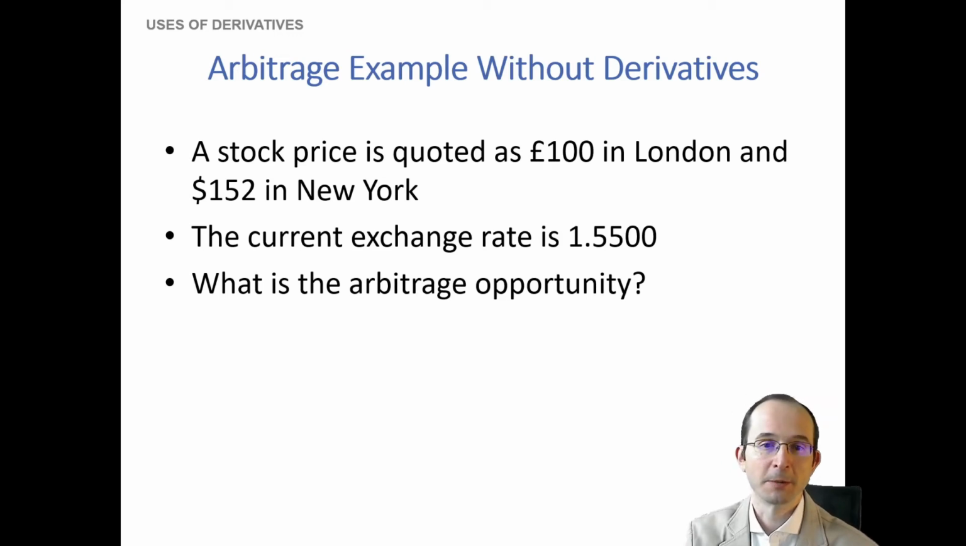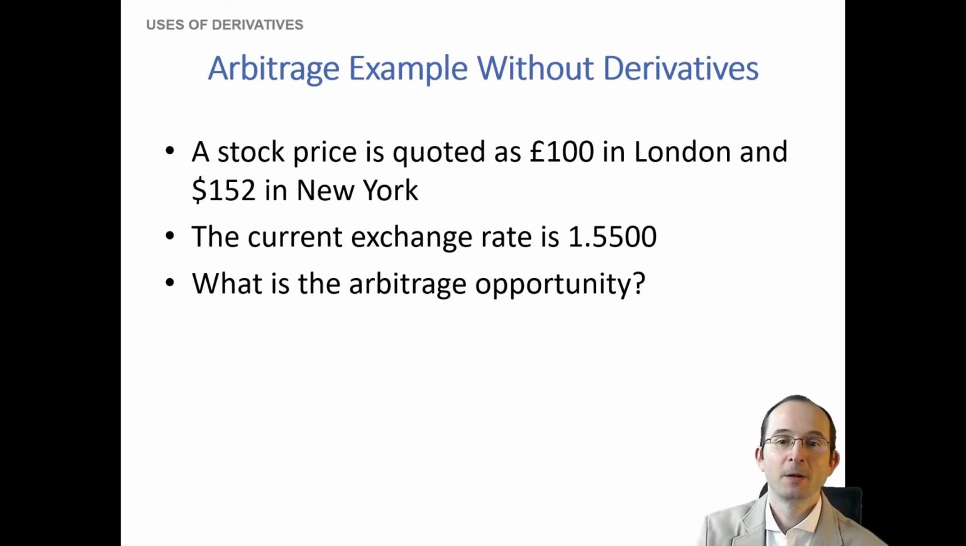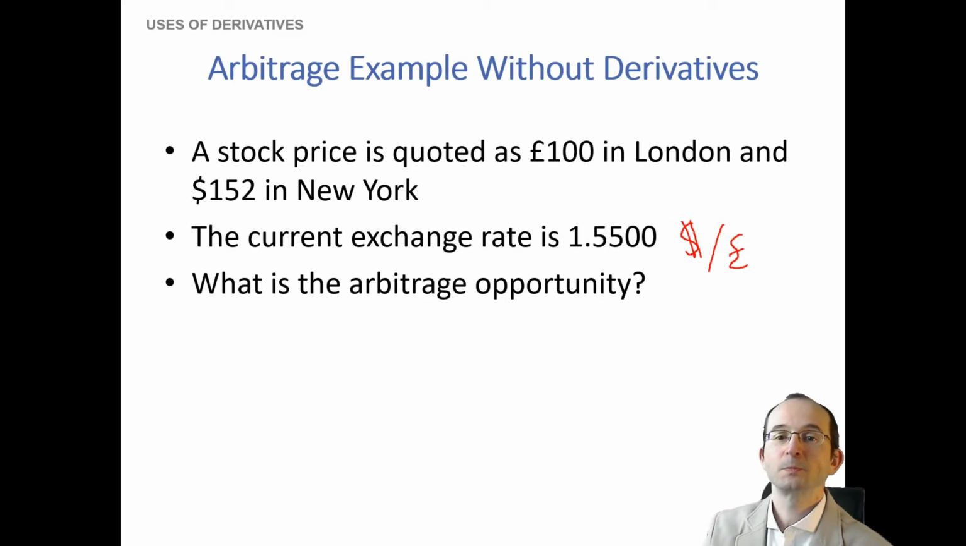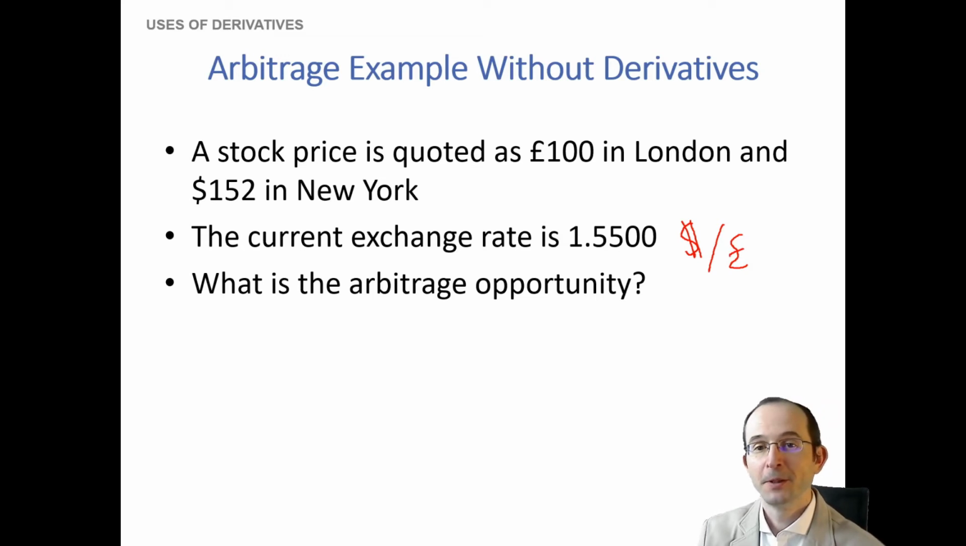So let's say we just are dealing with a stock, and the price of the stock is £100 in London and $152 in New York. And the current exchange rate is $1.55 per pound. What is the arbitrage trade that you would make? Well, first of all, is there one? It seems like there should be, right? Because if you translate this £100 into dollars using this exchange rate, it seems like this stock is worth $155 in London.